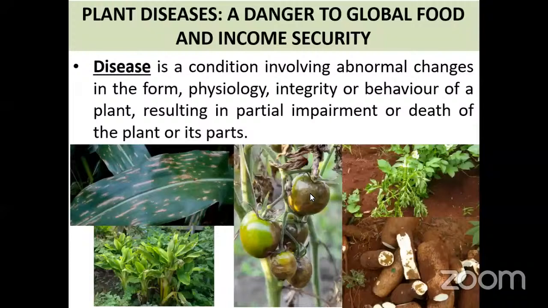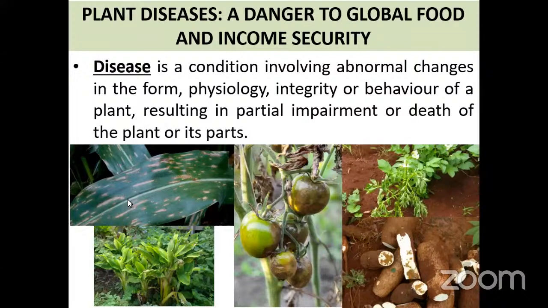So what are plant diseases? Anybody who's been in agriculture at one point or another has seen strange things happening on your crop. And part of that is plant diseases. A plant disease is simply a condition involving abnormal changes in your crop, whether it is form, behavior, physiology, or integrity. And at the bottom are some examples. To your left, where my cursor is, that's a gray leaf spot on maize, or some would call corn. And that's caused by a fungus.